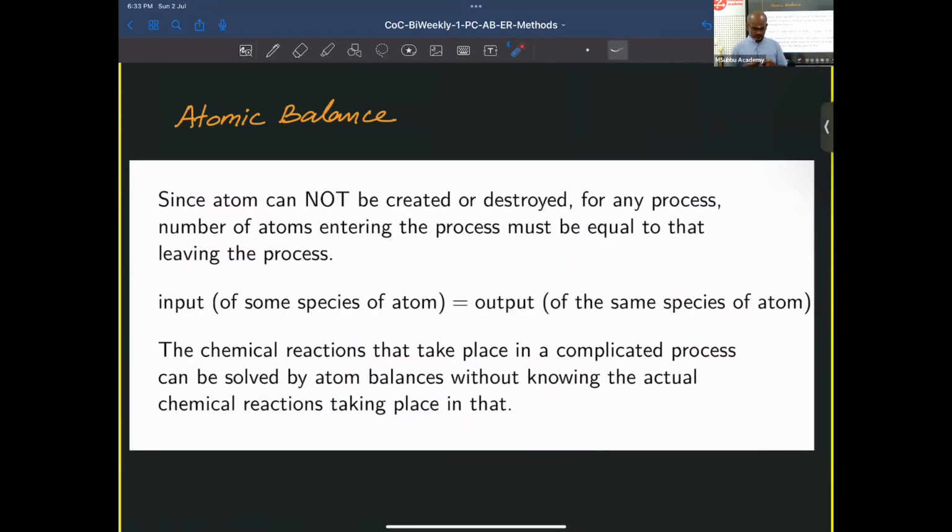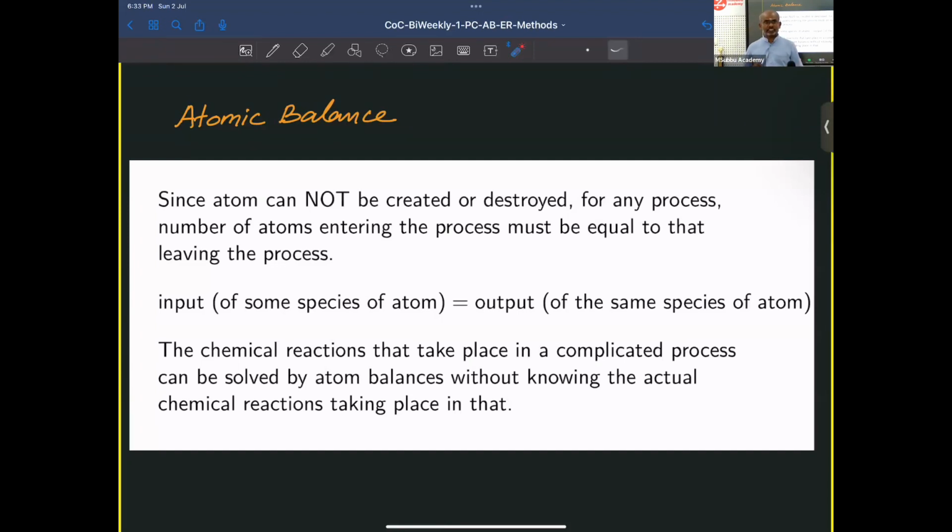Let us see about this atomic balance. Of course, we all know atoms cannot be created or destroyed. Of course, there is an exception for this, what is called nuclear reactions, where one atom is turning into another atom. In most of our chemical engineering calculations, we don't have that kind of reaction. We have only normal chemical reactions, for which atoms are conserved.